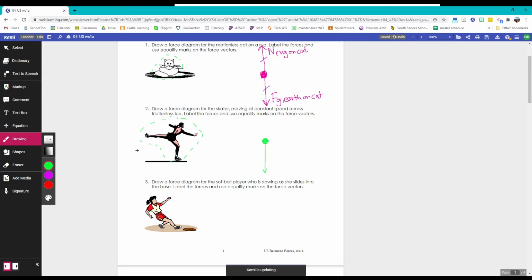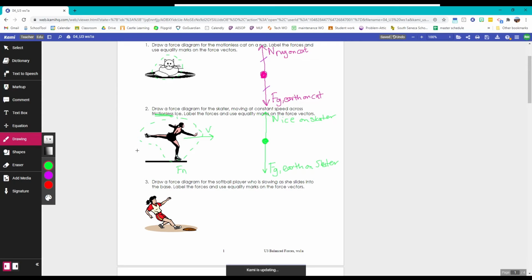Gravity, the first force. Easiest one to draw, it's always straight down. Earth on skater. The person is not falling through the ice, so there must be a normal force to support them, of the ice on the skater. And this says that the ice is frictionless. So even though the person is moving, there are no side-to-side forces. There's no friction. So they must have pushed off, and now they're no longer pushing, they're just coasting.